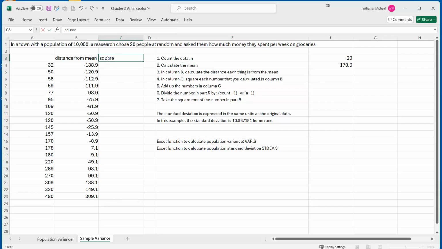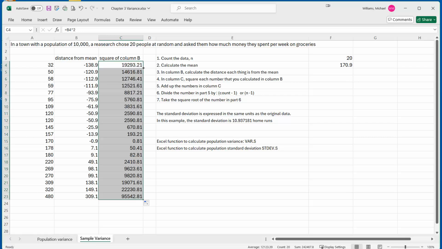Square of column B. So what do we do? Equals this. Find the little hat. That's squared. All the numbers should become positive because negative times negative is positive, and positive times positive is positive. Now to fill out the rest, we go over here until we get the powerful black cross. Double click. Filled them out.